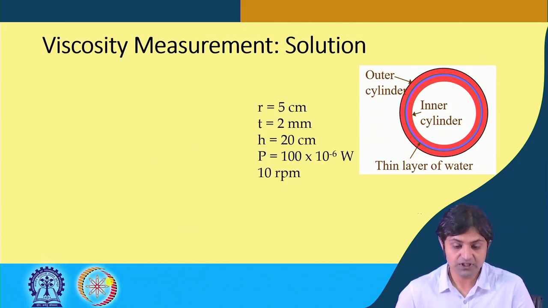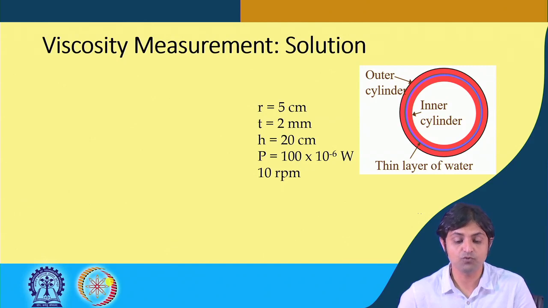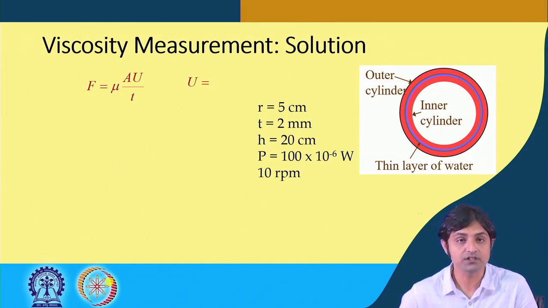So, to be able to solve this, I have written all the quantities that I know. Radius of the inner cylinder is 5 centimeters, fluid thickness 2 millimeters, height is 20 centimeters, power is 1 into 10 to the power minus 6 watt, and omega is 10 rotations per minute. So, F is given as mu A u by T. We need to know what u is. u in this case will be r omega, or omega into r.